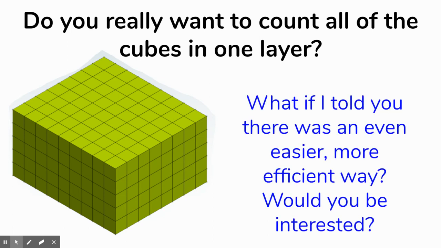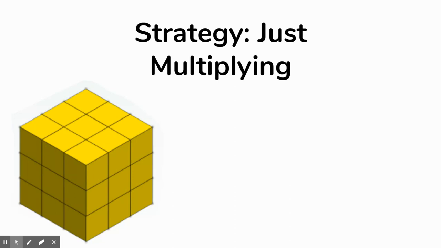So what if I told you there was an easier, more efficient way than just counting, or even just counting and multiplying? What if there is an even easier way than that? Would you be interested in learning about the easiest way to do volume quickly? And that strategy is just multiplying. We're not adding. We're just multiplying numbers. Let me show you.